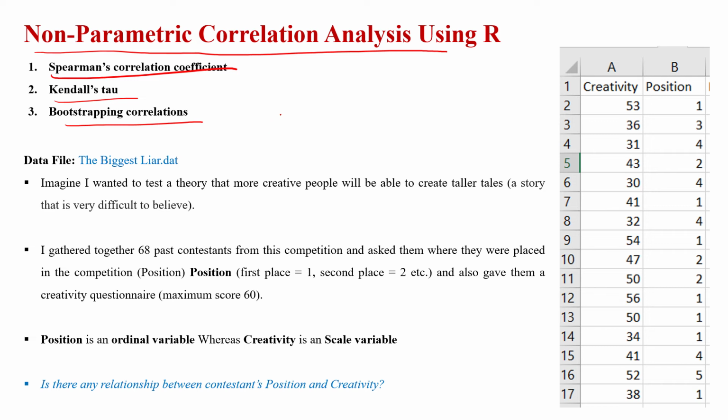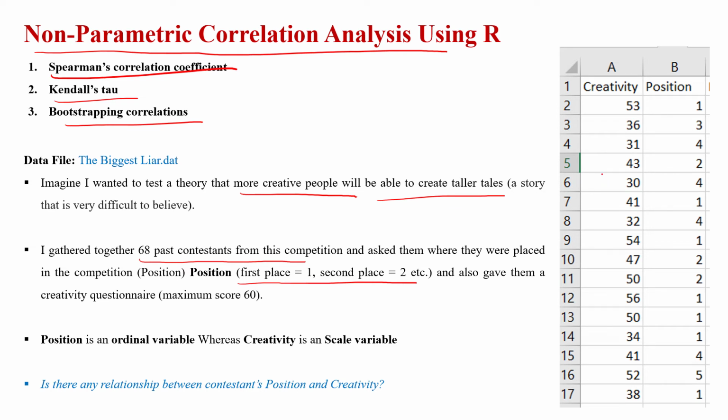For that, I am going to use a data set that is the biggest liar data, which basically has two columns right now. One is the creativity, another is the position. What this data says is that I want to test the theory that the more creative people will be able to create false stories. I have the data of 68 contestants, and I also have their position, so their creativity and their position. More you have created the false story, you will get the higher position.